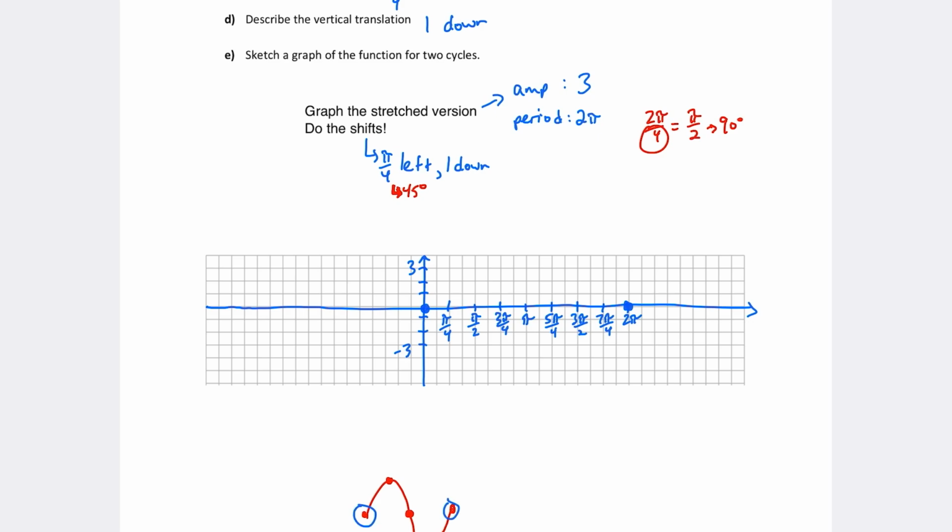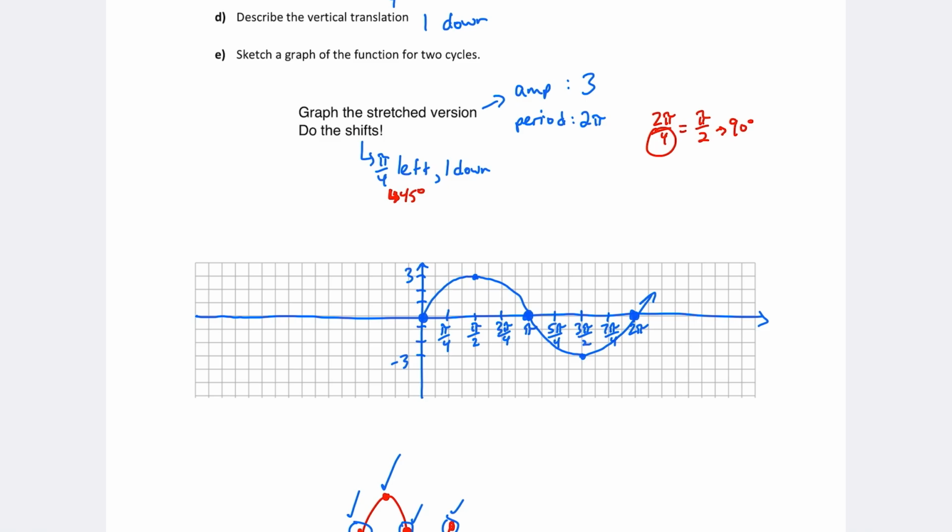So I just drew this point and this point right there. Halfway between these 2 points is another equilibrium. So this is halfway between 0 and 2 pi. Halfway between that is this peak, the crest. And halfway between the third and fourth dot here is the trough, or the minimum. So we know that this graph looks like this. Comes down, goes across, and comes back up. Okay, so this is properly what we're expecting here. And that's the stretch version.